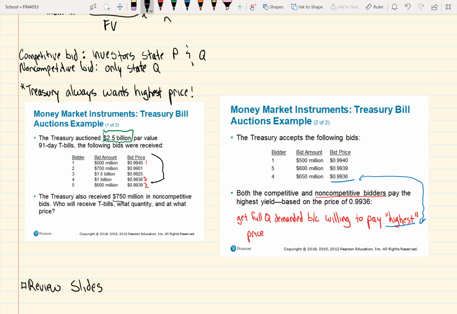The way that would work, just as your intuition tells you, is that the Treasury is going to want to sell that $2.5 billion to the bidders who bid the most. So first, if you look at these bid prices, where I have a 1 here, that's obviously the highest price. First they're going to sell that $500 million to bidder 1, which you can see here.